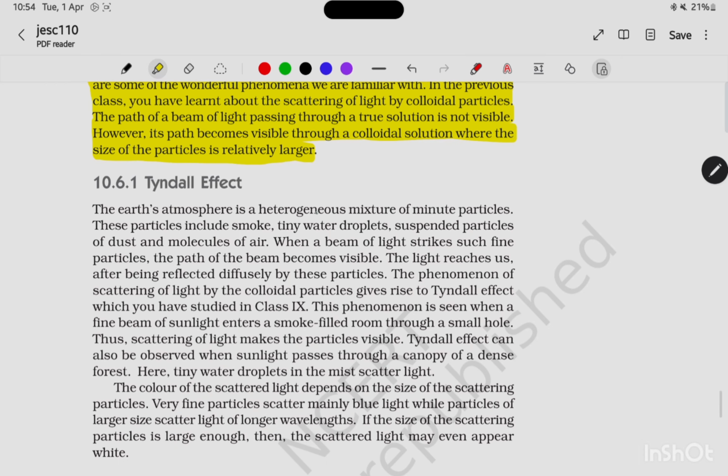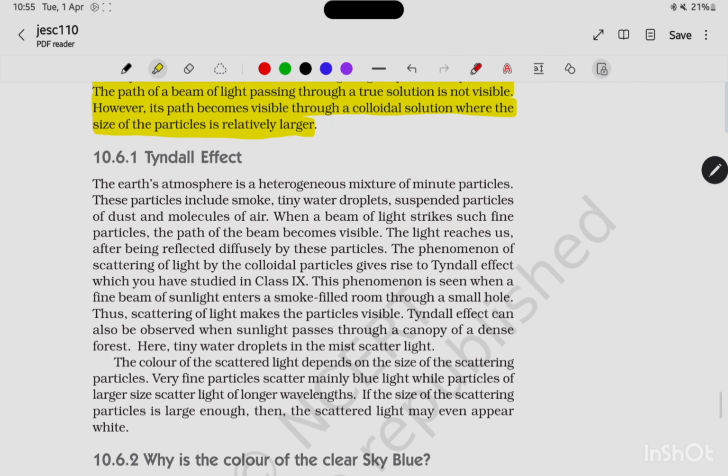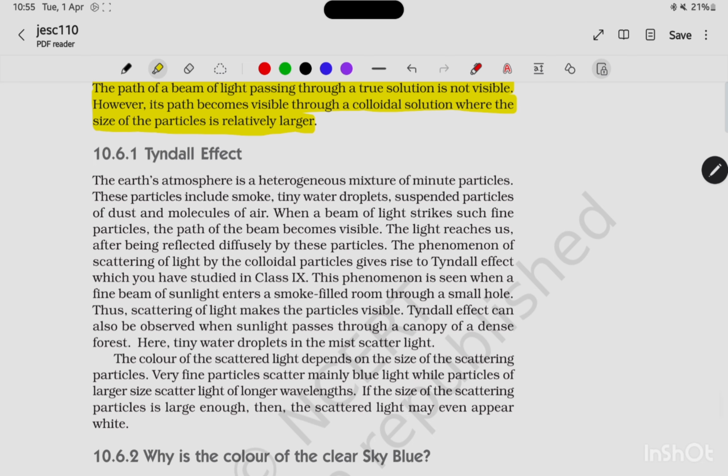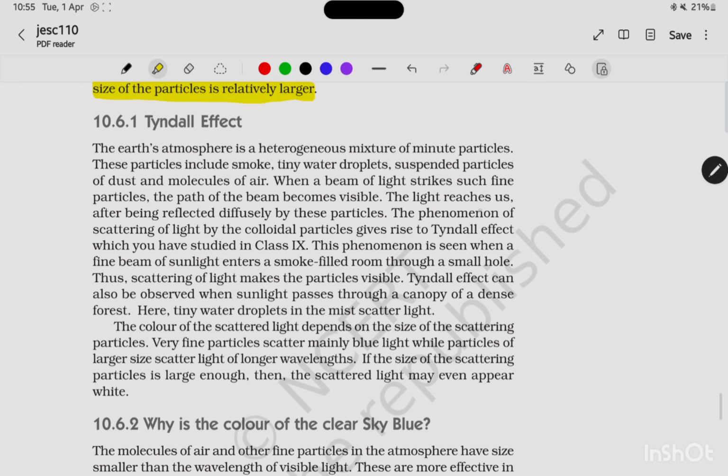Tyndall effect. The Earth's atmosphere is a heterogeneous mixture of minute particles. These particles include smoke, tiny water droplets, suspended particles of dust, and molecules of air. When a beam of light strikes such fine particles, the path of the beam becomes visible. The light reaches us after being reflected diffusely by these particles.